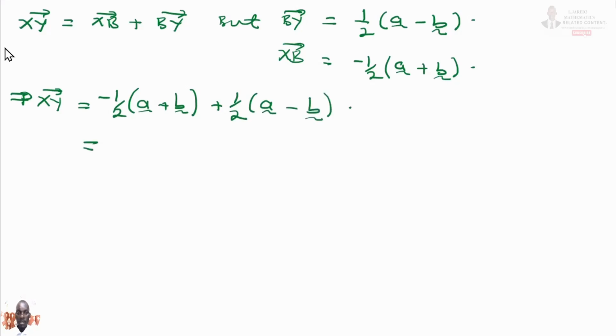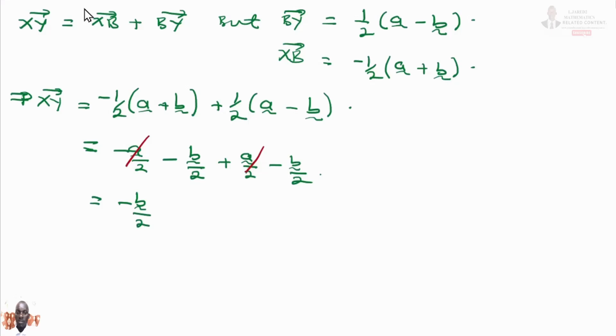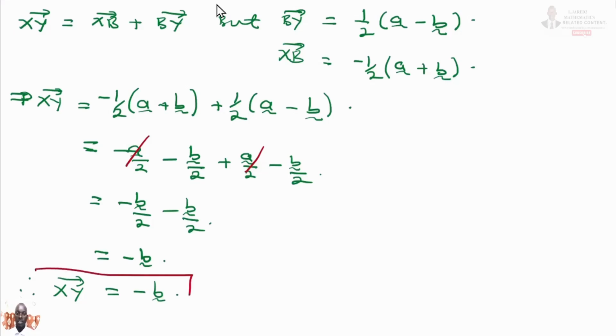So let us simplify the expression on the right hand side. So here we have negative a divided by 2 minus b divided by 2 plus vector a divided by 2 minus vector b divided by 2. So we see that this and this, they cancel out, implying that we are remaining with negative vector b divided by 2 minus vector b divided by 2. As we simplify, this is the same as negative vector b. Therefore, the vector XY in terms of vector a and b equals negative vector b. So this is the expression we are getting for this case.